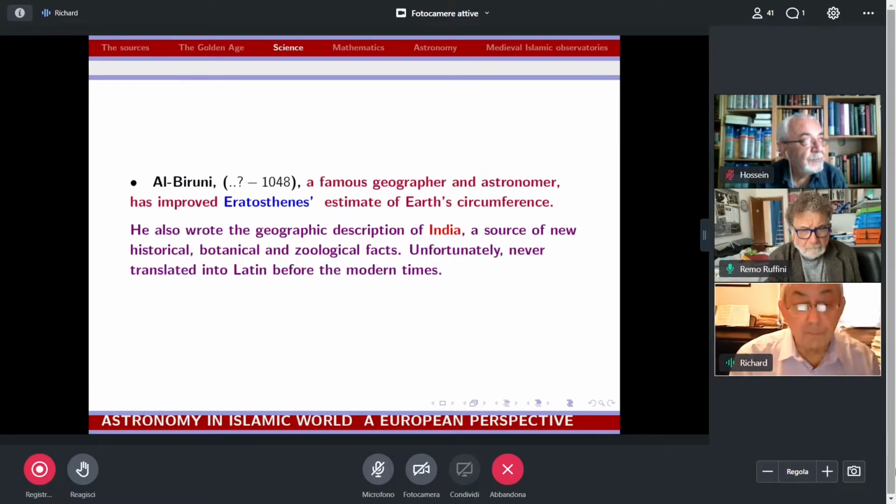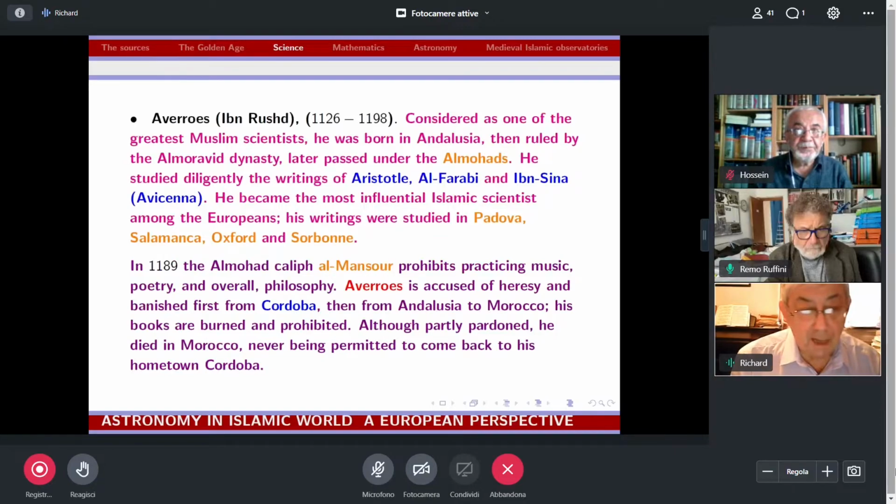Now, Al-Biruni, famous geographer and astronomer who improved Aristotle's estimate of Earth's circumference. He also wrote a geographic description of India, a source of historical, botanical, and zoological facts, unfortunately never translated into Latin before modern times. Then, of course, the great Averroes, Ibn Rushd, considered as one of the greatest Muslim scientists.